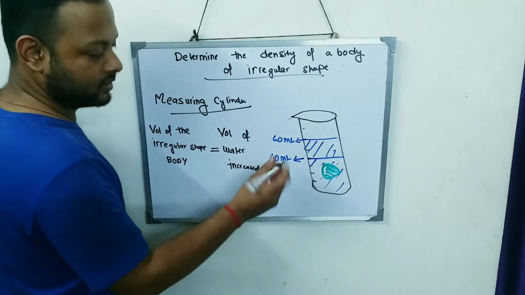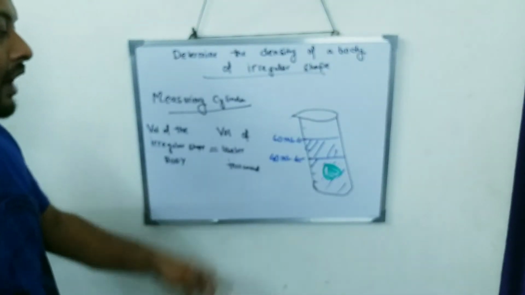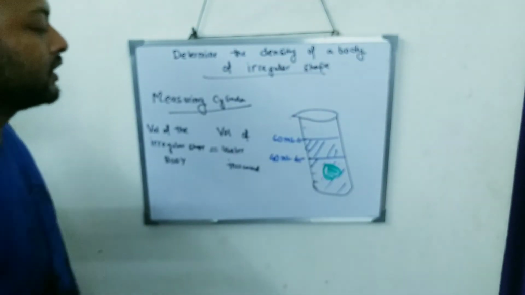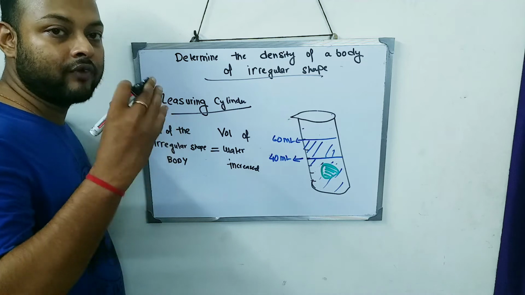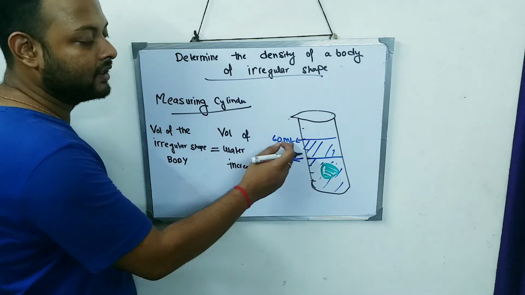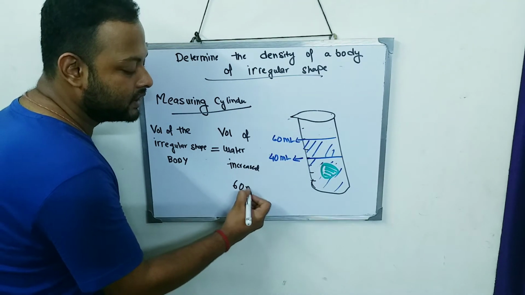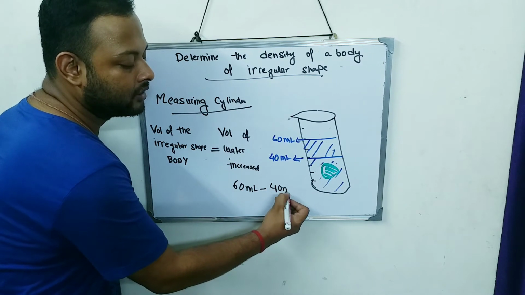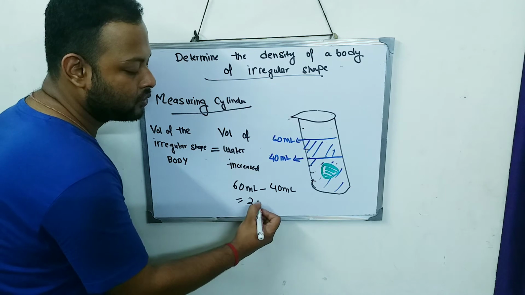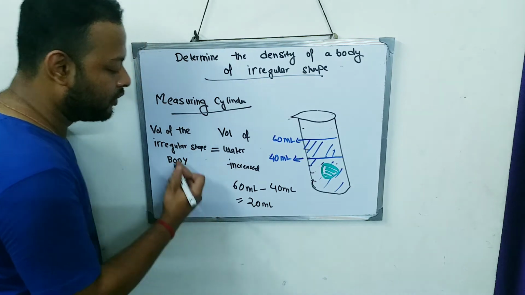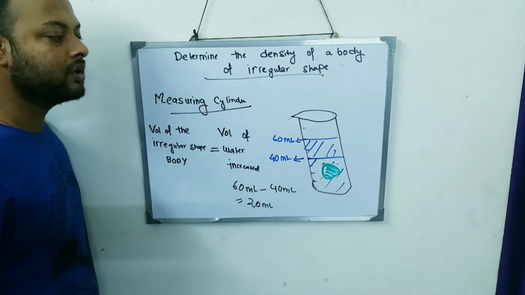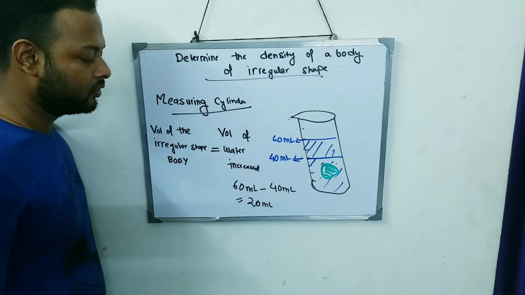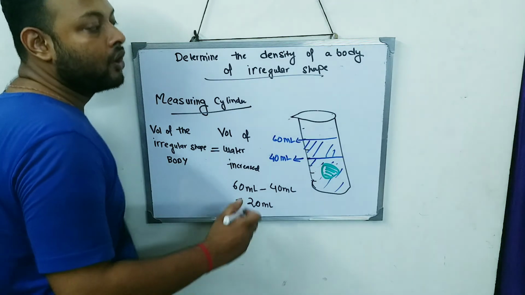So in this example, how much did the volume of water increase? See, you always take final minus initial. So the final level is 60 ml minus the initial level 40 ml, which is equal to 20 ml. So the volume of the irregular shaped body is 20 ml.